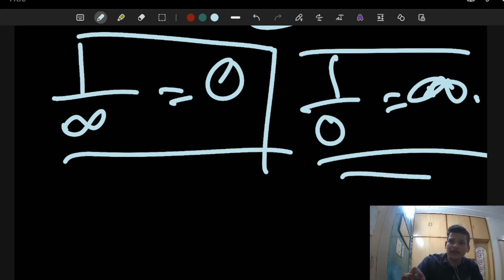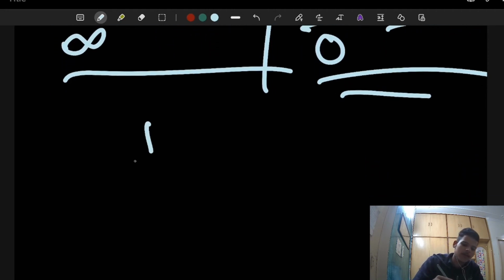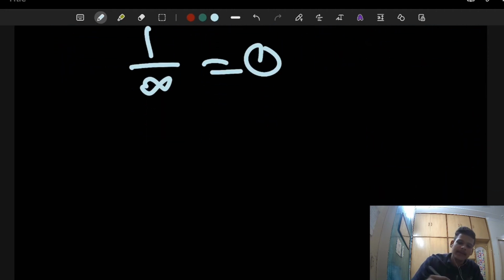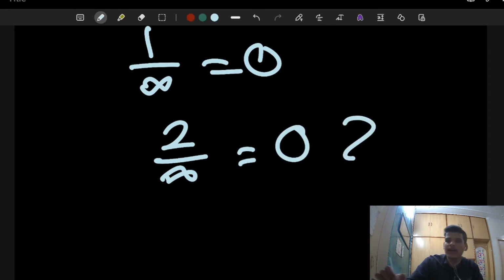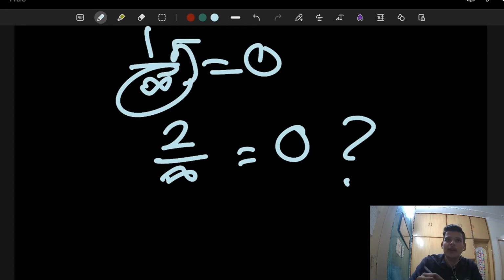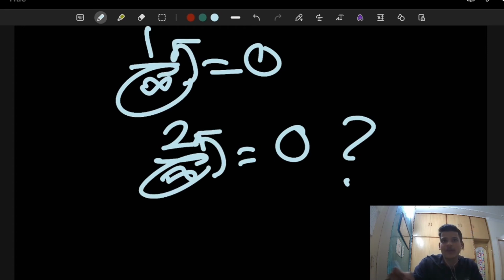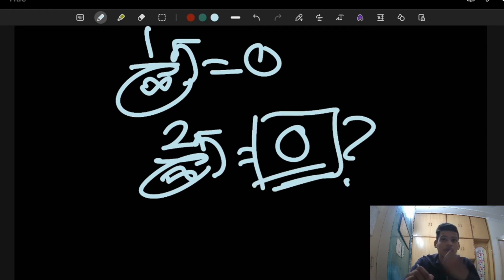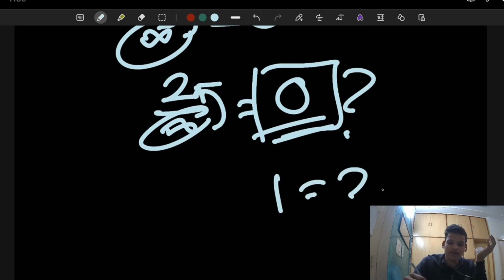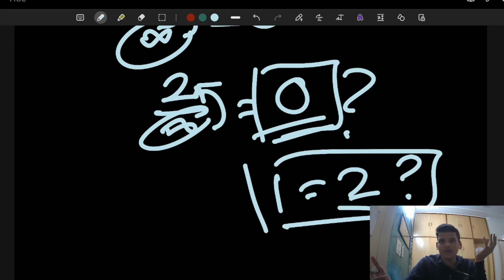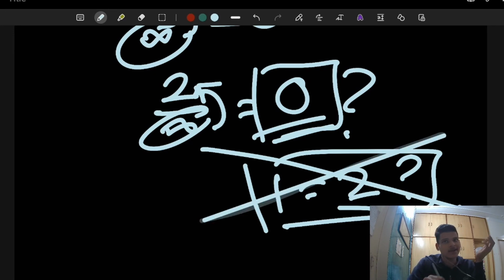So basically, if we look at these two equations, you could argue that if 1 by infinity is equal to 0, that means 2 by infinity is also equal to 0, right? That seems like a very logical statement, because if infinity is so much greater than the number 1, then infinity is also so much greater than the number 2. So it should also approach 0 or be 0 in itself. But if we take that to be true, that just implies that 1 is equal to 2. Huh? 1 is equal to 2, that's just fundamentally wrong. That just breaks everything.